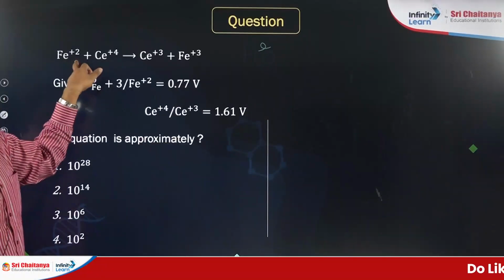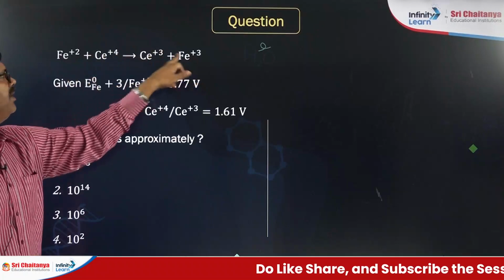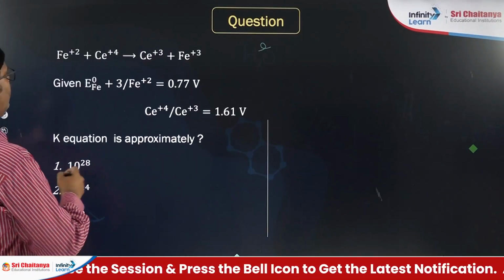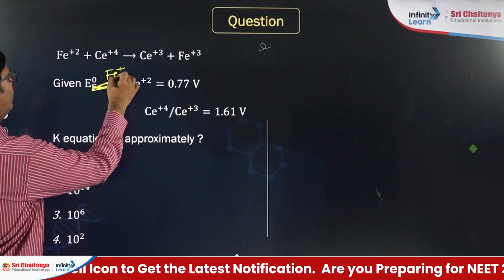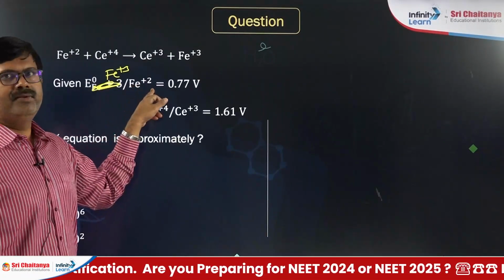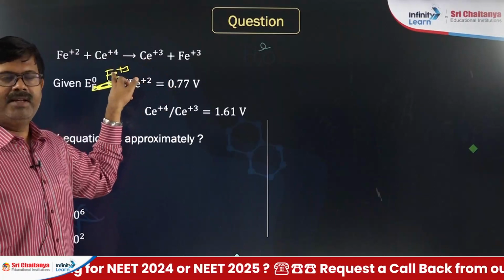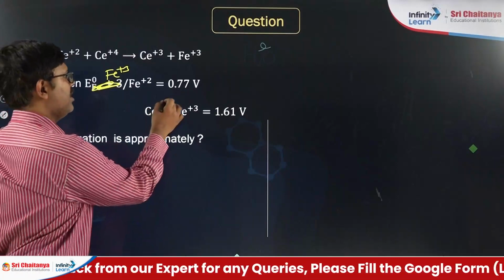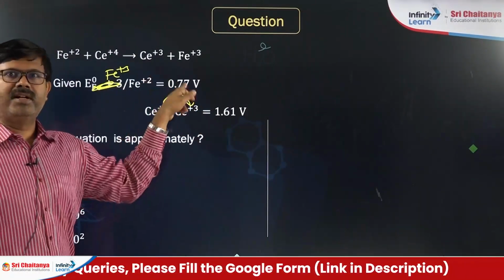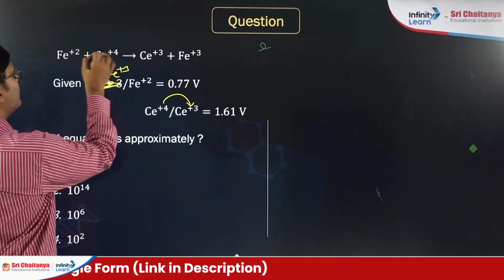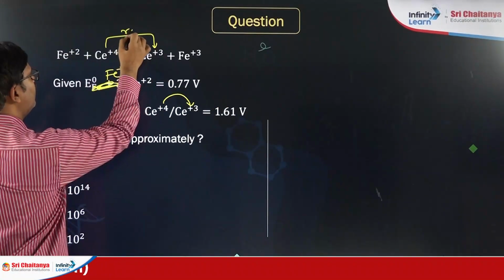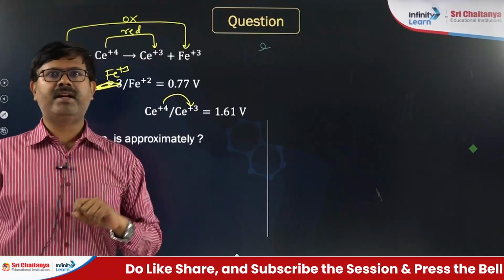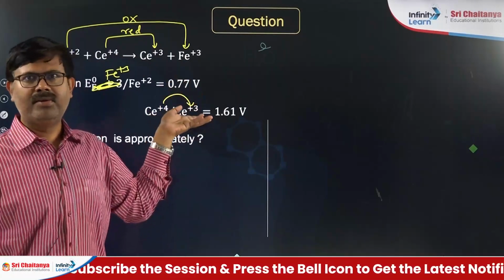Next. Now see, there is a reaction given: Fe2+ gives Fe3+, Ce4+ gives Ce3+. And some data is also given. The reduction potential of Fe3+/Fe2+ is given as 0.77. And for Ce4+, this is also a reduction potential. Both reduction potential data are given. But what is actually undergoing reduction? Cerium is undergoing reduction, whereas iron is undergoing oxidation. So, you have to decide from the equation, not from the given data. The given data are both reduction potentials.